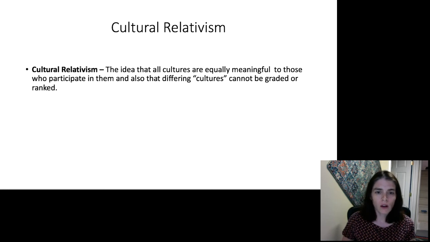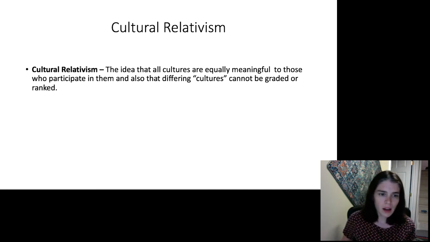And that is the idea that all cultures are equally meaningful to those who participate in them, and that different cultures cannot be graded or ranked. So this whole idea was a pushback against the idea that you could have different groups of people who were valued differently. And the idea here is that no culture is more complicated than any other, and no culture is more simple than any other. Rather, they're just different. And so we want to understand those differences, but we also don't map those cultural differences onto any kind of biology or idea of genetics, because any child can learn any culture.